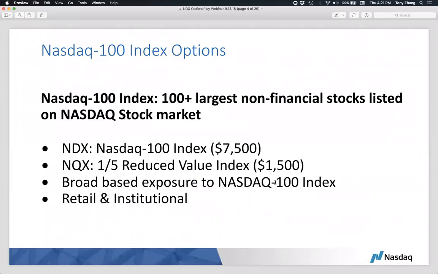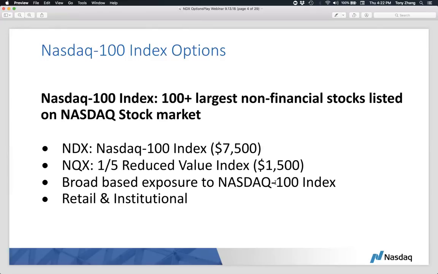The Nasdaq-100 Index consists of 100 plus largest non-financial stocks listed on the Nasdaq stock market. So many of you are familiar with this index. However, I do want to point out that there's the Nasdaq-100 Index and there's also the Nasdaq Composite Index, and I want to make sure that we don't confuse the two. We're specifically talking about the Nasdaq-100 Index. This is the one that is generally speaking in the news a little bit more. And for those of you that have traded the QQQ ETF, that's tracking the Nasdaq-100 Index. So the Nasdaq-100 Index options are effectively options listed on the actual Nasdaq-100 Index.